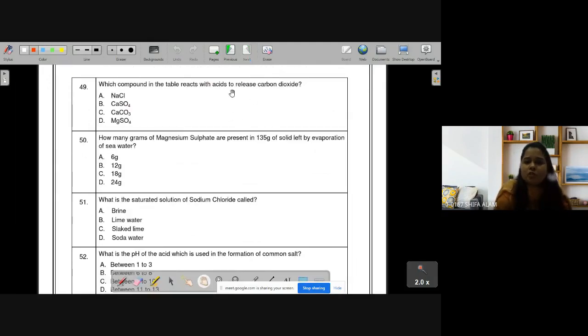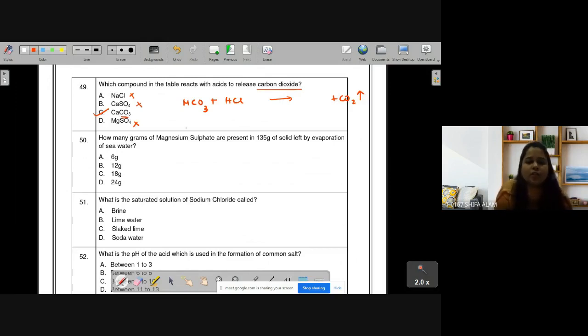Let us look at the questions. Which compound in the table salt would release carbon dioxide? Now, it could be answered from this aspect also, that when acids are treated with metal carbonates, we see that carbon dioxide gas is evolved. So carbon dioxide would be evolved only if the salt contains carbonate. So let us look at the options. NaCl cannot be the option because it does not contain carbonate, nor calcium sulfate. So we have calcium carbonate that carries the carbonate radical and that can liberate carbon dioxide gas. Magnesium sulfate also cannot liberate carbon dioxide gas. So the correct option is C.